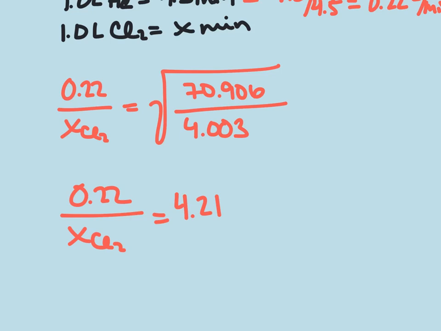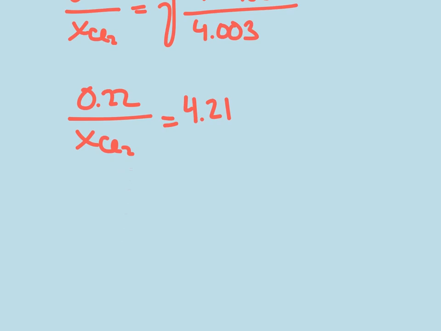And when we solve for this rate, we will get that our rate is 0.52 liters per minute. So we have the rate, but we're trying to figure out how long it's going to take for the full liter to go across.